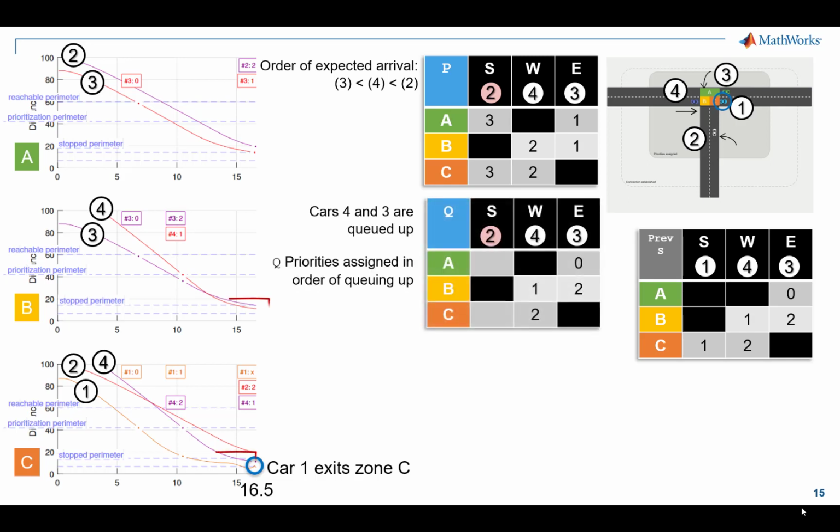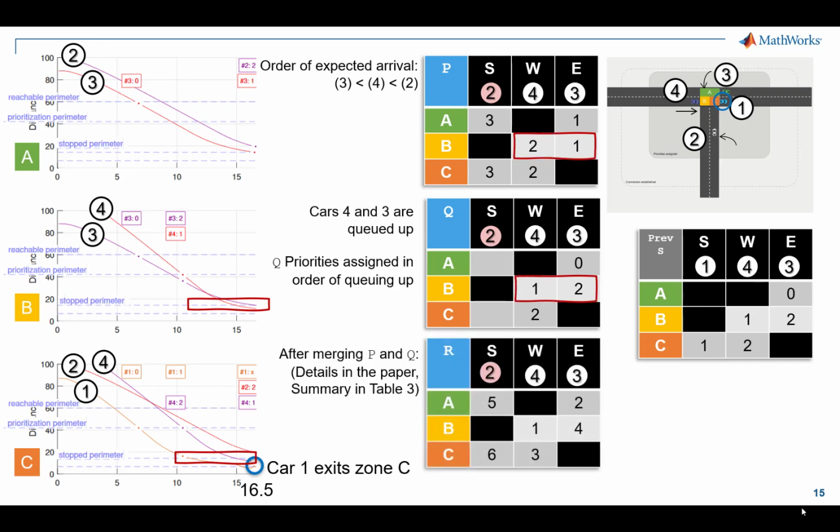And by now, cars 3 and 4 and also car 1, which already left, had already crossed this stopping parameter, which we consider as being queued up near the intersection. And so there you see the order of arrival of the cars at the intersection zones B and C are 1 and 2 and 1 for the left car, car number 1, and 2 for car number 4 for zone C. So here you see the need for merging, because these two assignments are clearly in conflict.